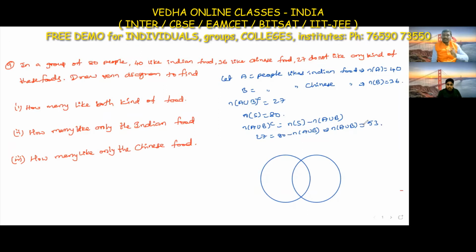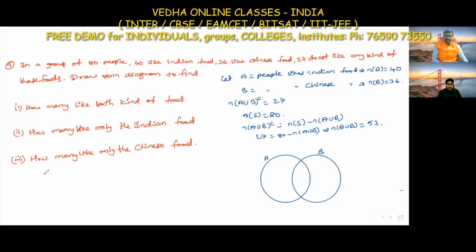This 53 likes either Indian food or Chinese food or both the foods. So here I am taking the sets A and B, Indian food and Chinese food. Now, how many like both kinds of food? Do we have that data? No, at present we don't have it, so we have to find it.